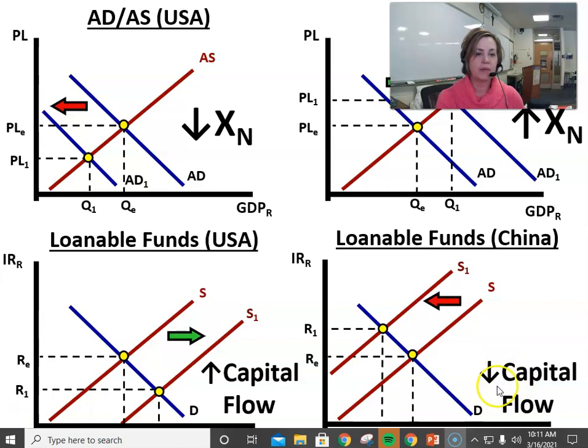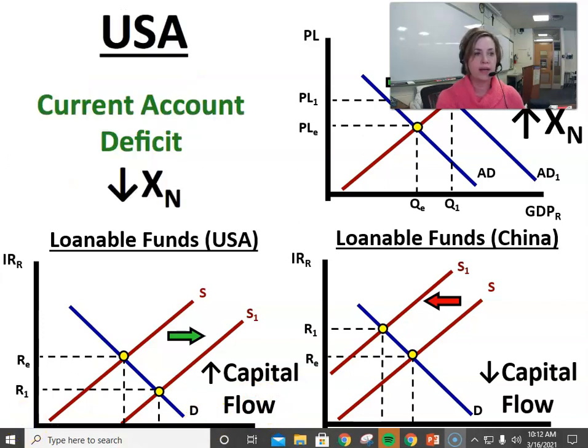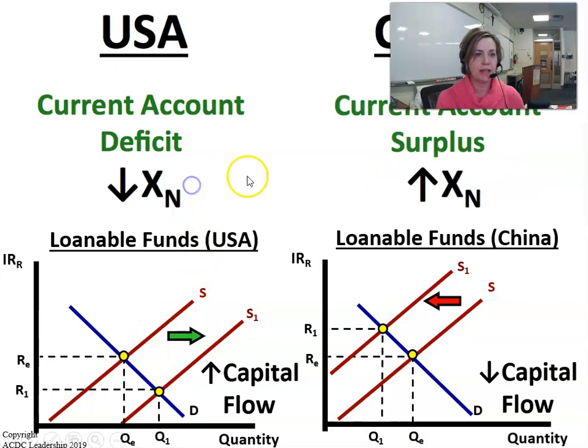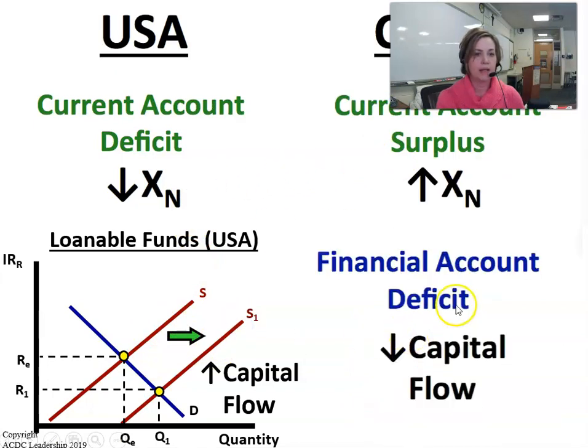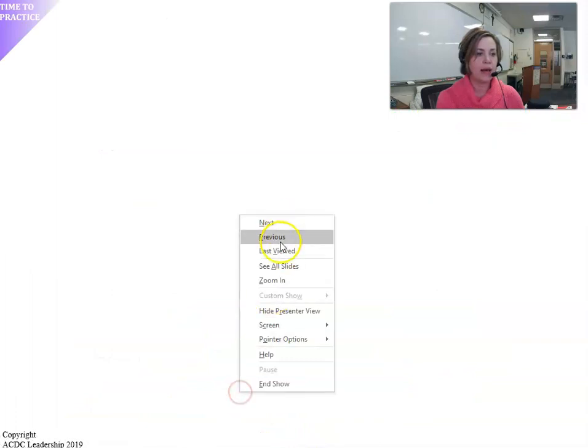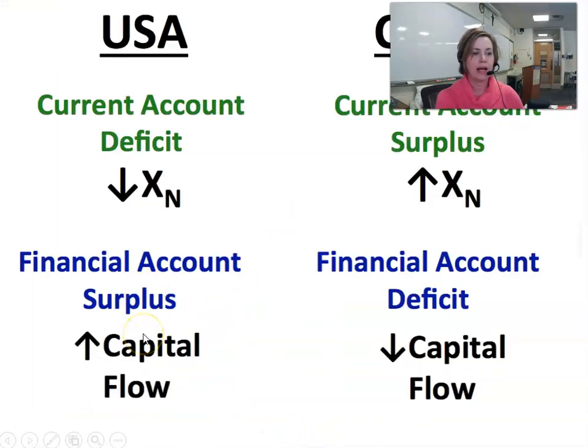So in China, there would be a capital flow that would fall, and in the US, the capital flow would increase. So the US would have a current account deficit. China would have a current account surplus. The financial account, again, has a capital flow that would fall in China, and in the US, that capital account flow would increase.